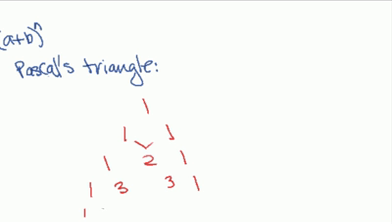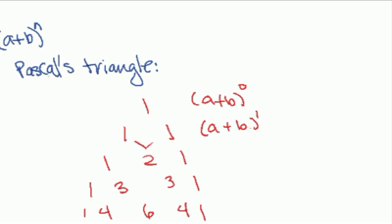3 plus 1 is 4, 3 plus 3 is 6, and 3 plus 1 is 4, and 1. So this would be the coefficients if it's to the 0, if it's to the 1, here if it's squared. And we just did that one, right? A plus B cubed. You get the idea, so forth and so on.